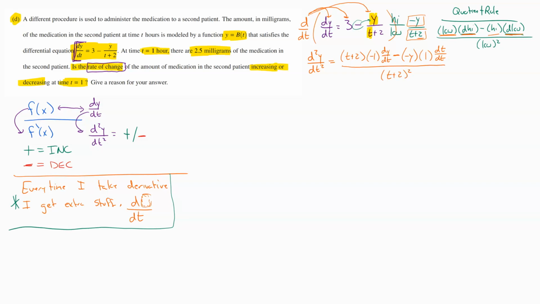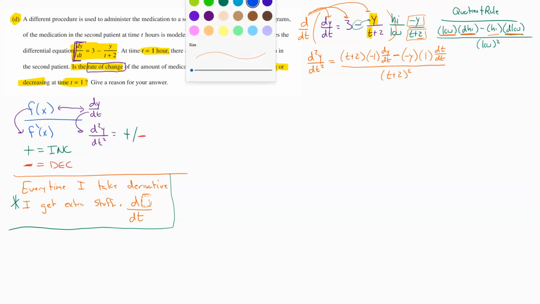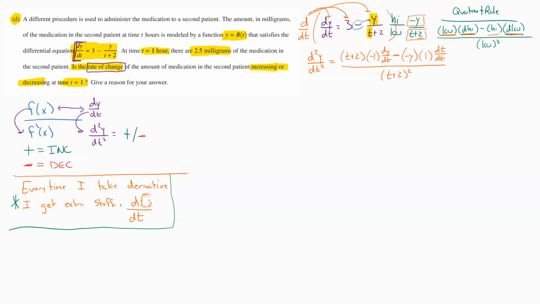So from here, what I need to be able to do is start plugging in values so that I can calculate out whether this derivative is positive or negative. And that's going to tell me if it's increasing or decreasing. Well, what do I need to plug in? I need to plug in a t, and I need to plug in a y for sure. That's where this information, the y and the t, come from the original function, right?